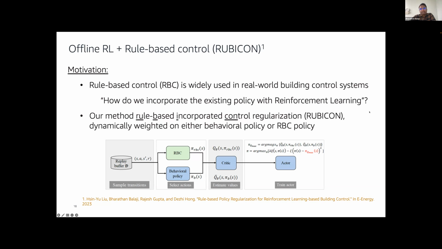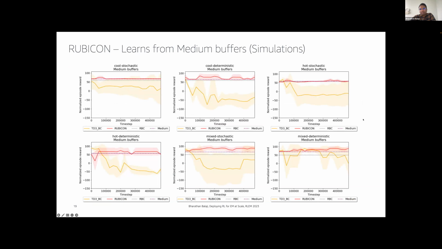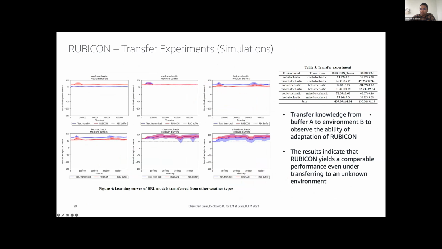So this was published this year at e-Energy, and we did all of these experiments in simulation, not in the real world yet. If we had existing historical data of a medium reinforcement learning policy, and we combine that with the rule-based policy, we can do the best of both. And that is what we are really looking for, improving that offline RL policy. But that's not really a practical solution, because that means you already have an RL policy which has a medium performance, and we collected a lot of data with that medium performance to create this policy. The practical application is actually transferring from one building to another.